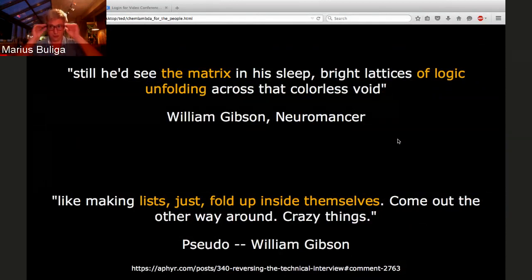Okay, I'm starting. It's called chemlambda, for the people. We can program a computer to do anything. What if we had the same power over the molecules in our bodies? For example, Adam and Eve meet at a party.